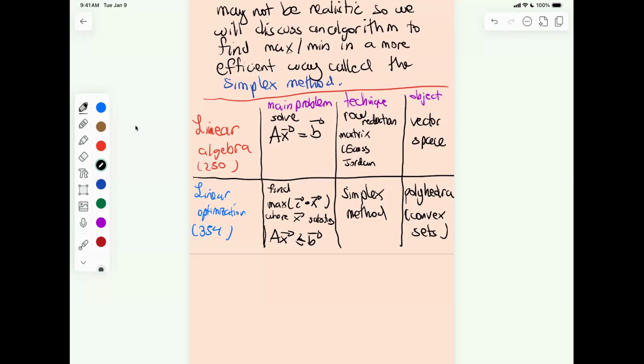Convexity is the thing that makes a lot of this stuff really work nicely. So we do have to talk a little bit about convexity and what that means. Once we have discussed what convexity is, then I can tell you the simplex method. That would take me probably a week or so.